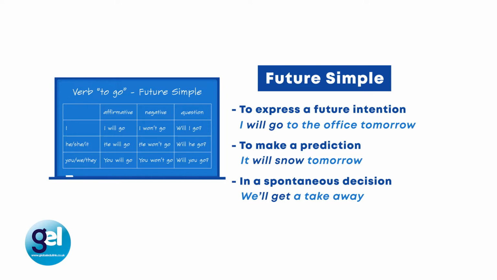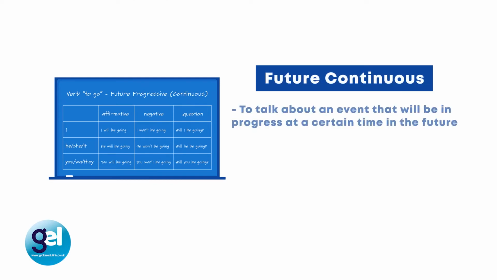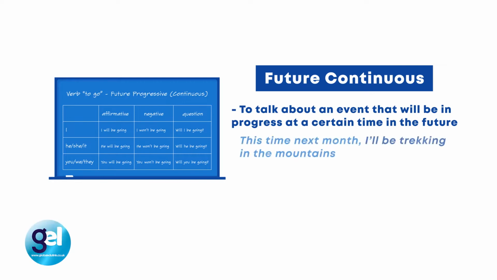And you can see with the future simple form, it's very easy. We just use will. If we look at the future continuous, how do we use it? What's the meaning? We use it to talk about an event that will be in progress at a certain time in the future. So let's look at some examples. This time next month, I'll be trekking in the mountains. Or, by January, we'll be lying on a beach in Mexico.